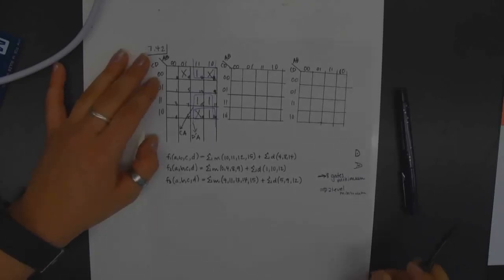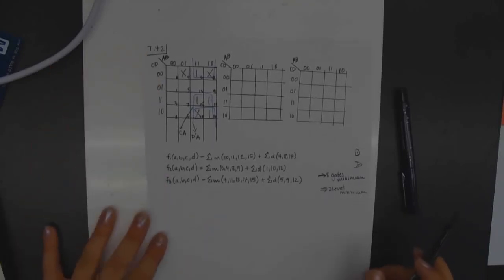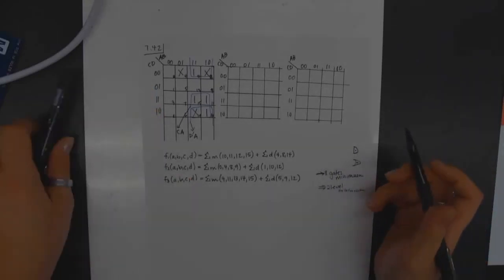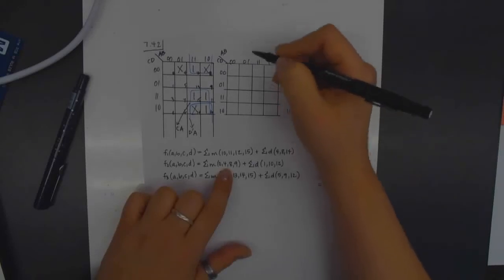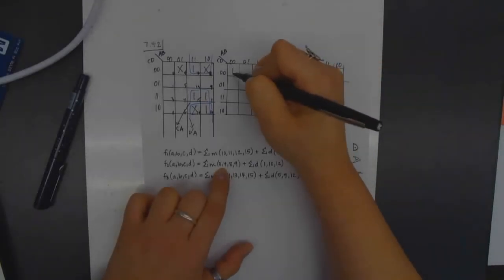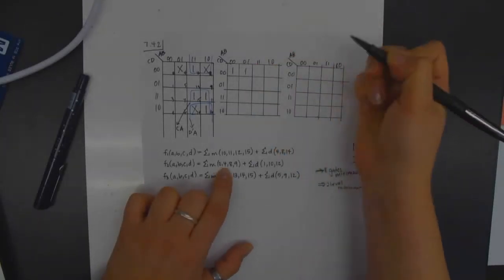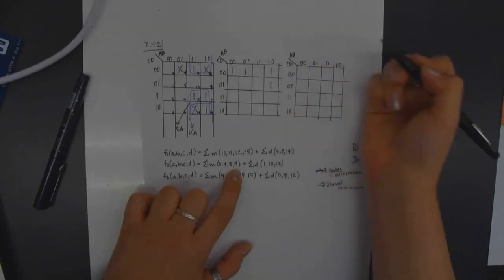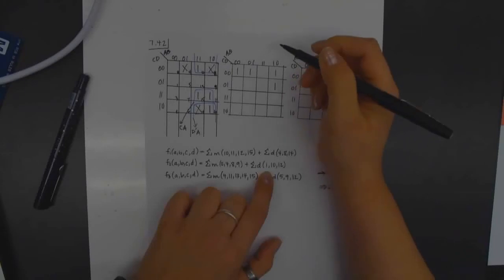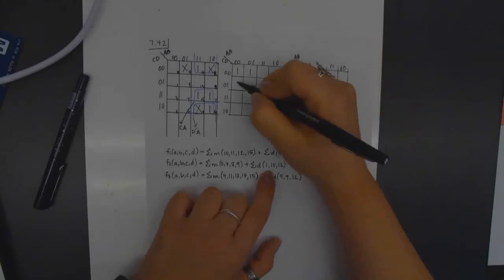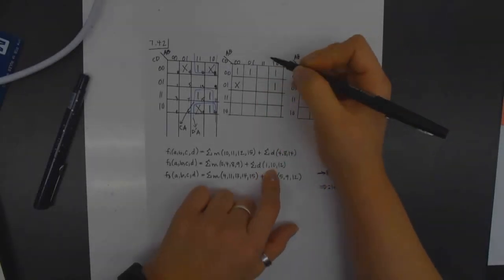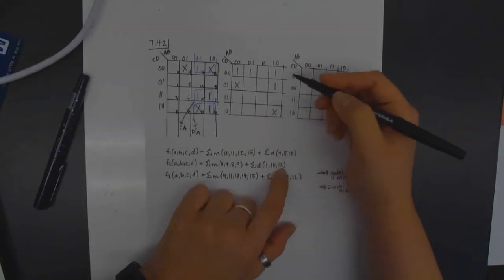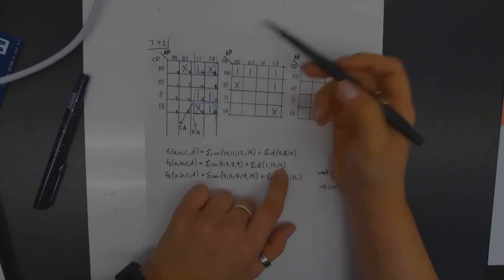Alright, so the next one, we've got the same kind of stuff going on. I'm just going to plug through this. We've got this here, this here, this here, and this here. And then the don't cares are in 1, 10, and 12, which is up there.